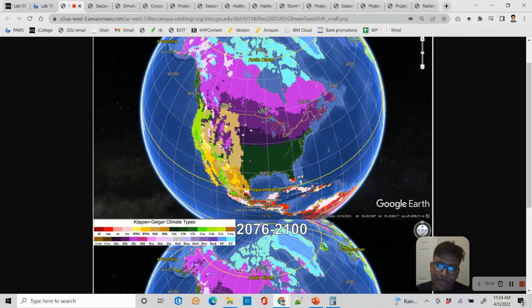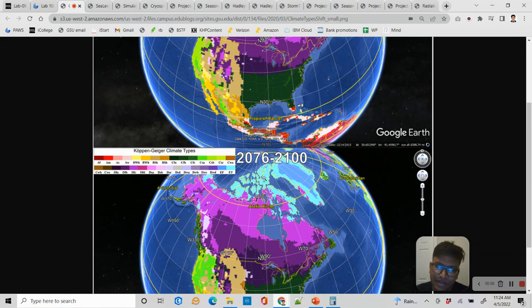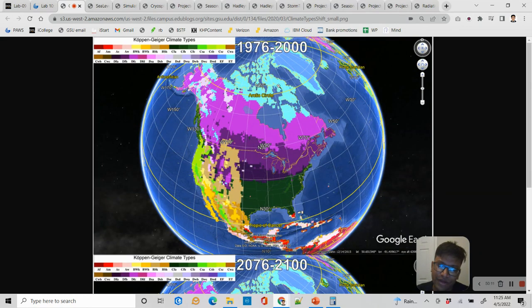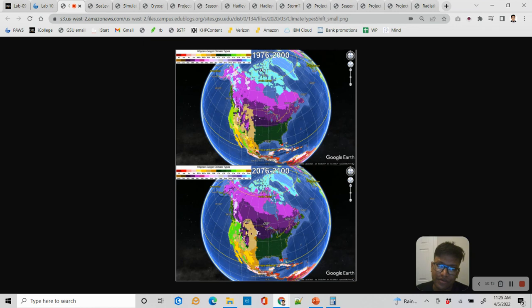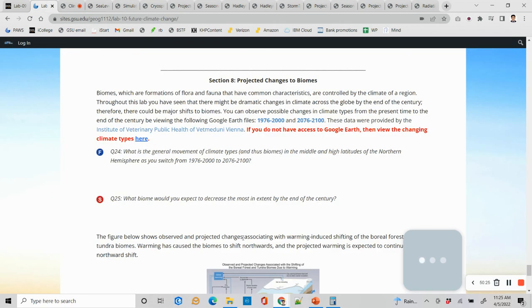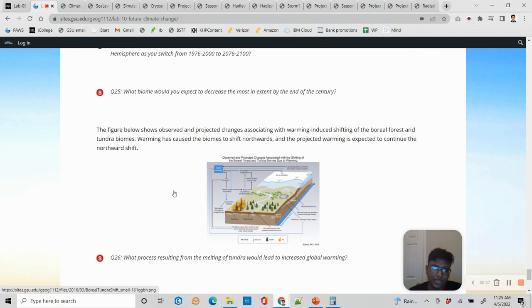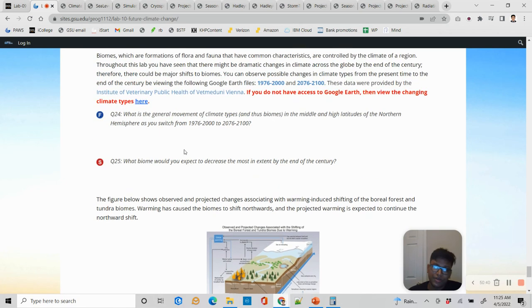ET means tundra, and if you look in here, there's not much ET left after 100 years, right? The amount of ET that was there in 1976 to 2000 is now decreasing. So tundra is the one that is decreasing. That is one of your questions, and tundra is a climate type and also a biome. You already know that tundra is at the same time a climate type as well as a biome. So that's the one you need to answer.